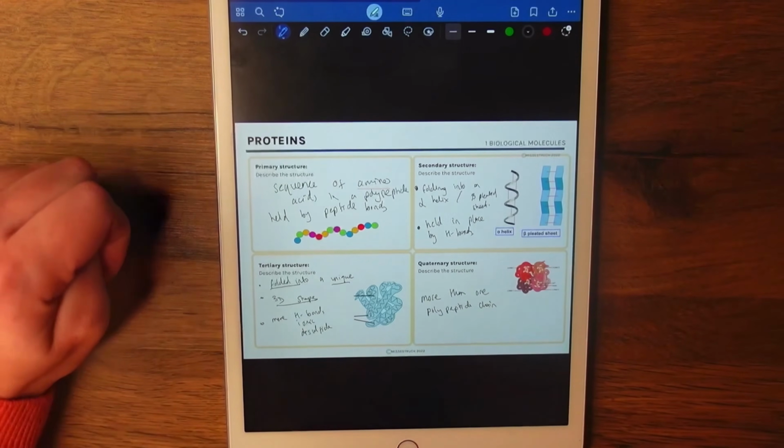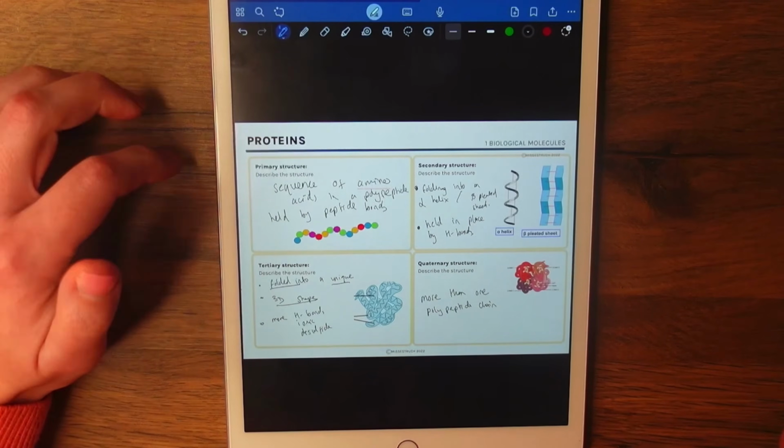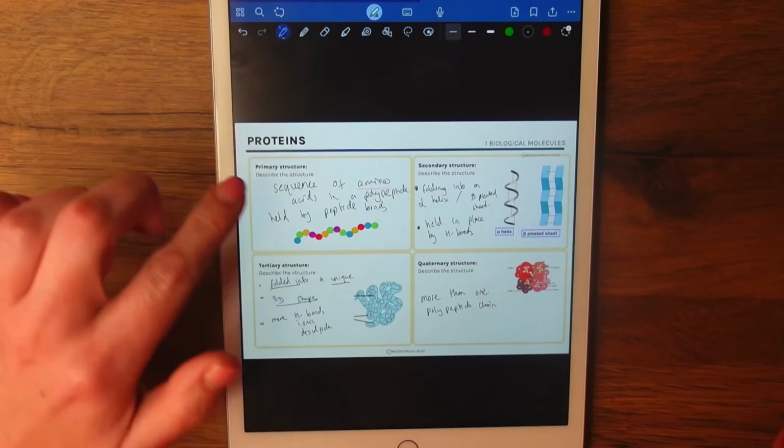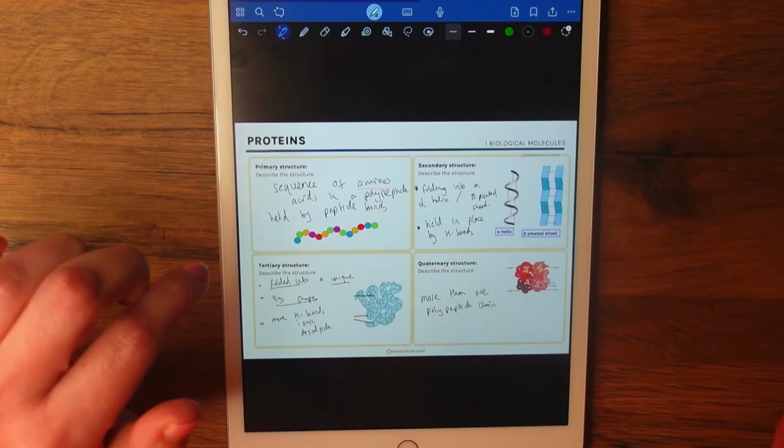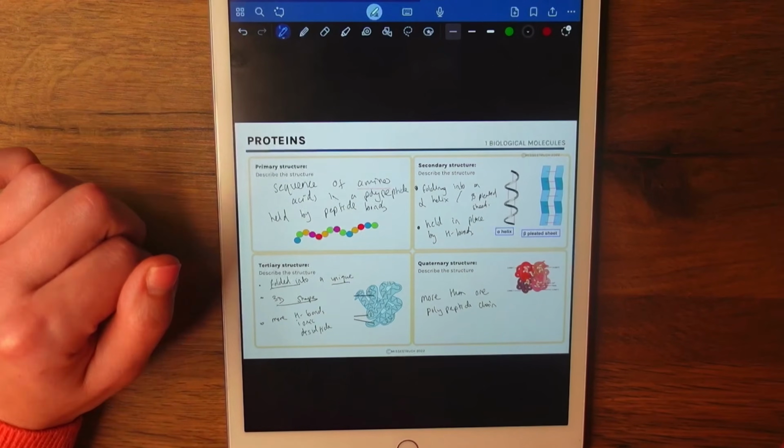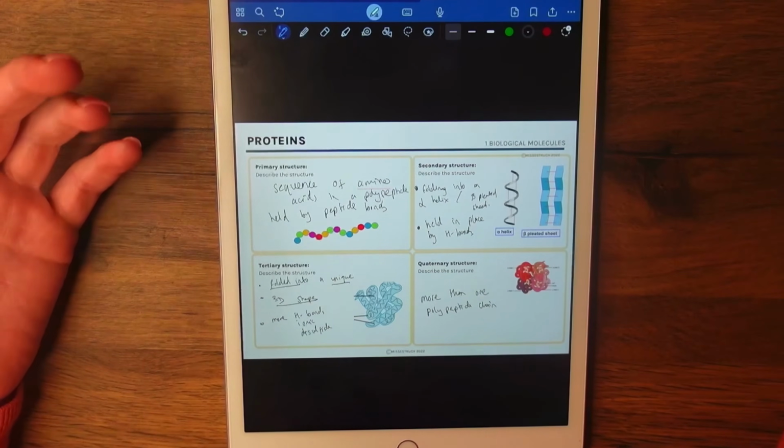Globular and fibrous proteins, a few of you were asking, that is not on the AQA spec. It is on the OCR spec. So you need to know about that for OCR. You don't need to know about this for AQA.